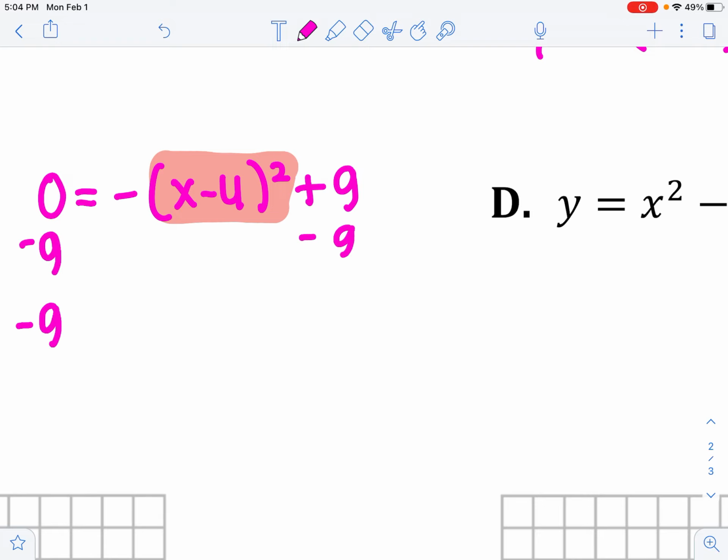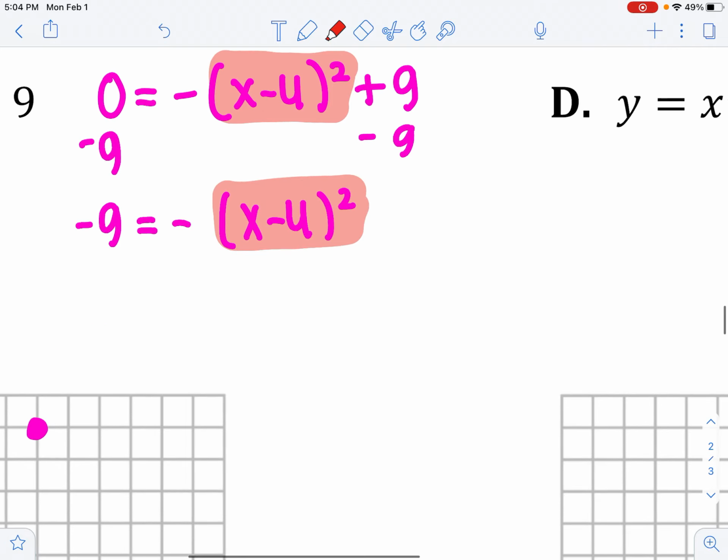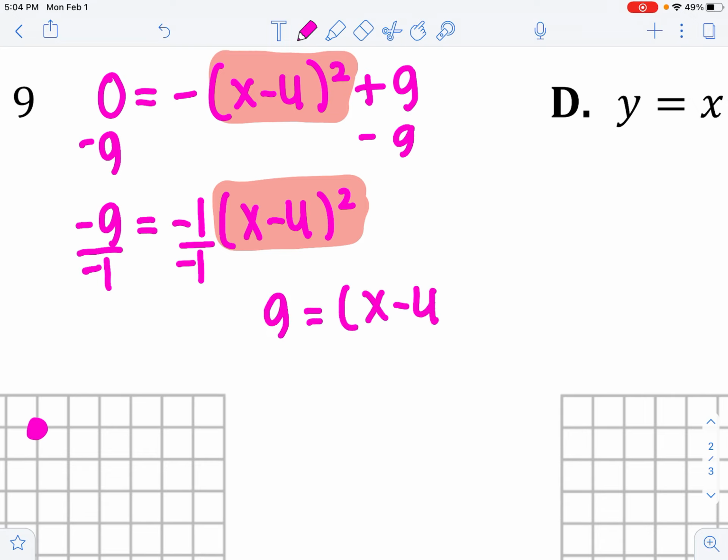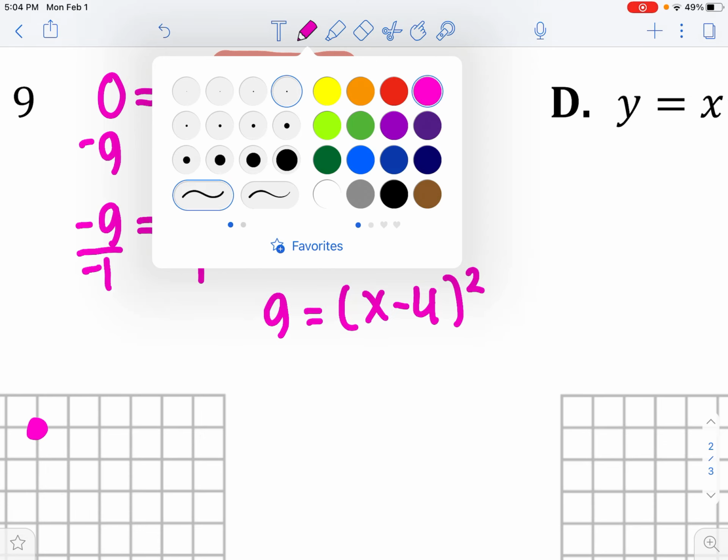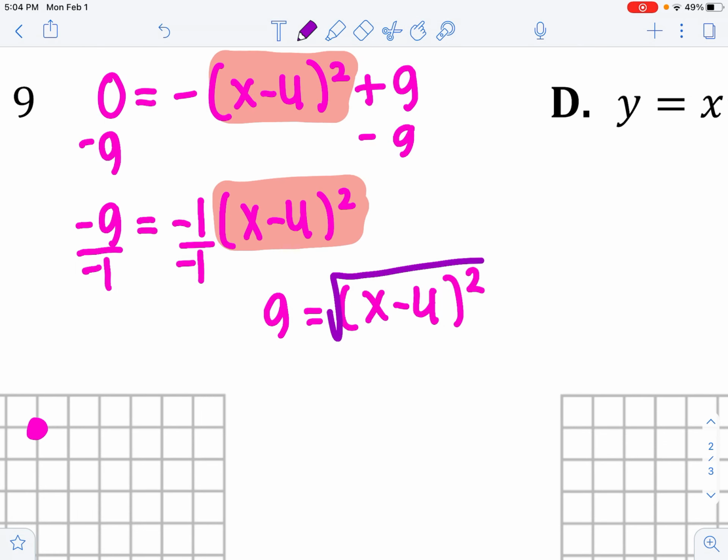So I'm going to start by subtracting 9 from both sides. I have negative 9 is equal to negative x minus 4 quantity squared. I still want to square root, but I can't yet because it's not by itself. Please realize this is a negative 1 right here, so divide both sides by negative 1. And I have 9 equals x minus 4 quantity squared.